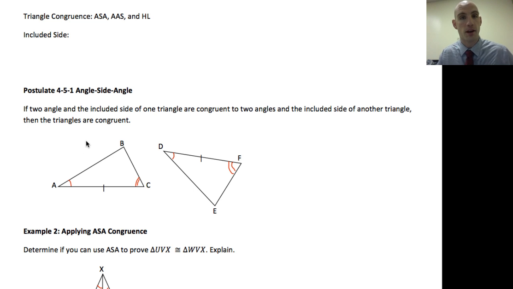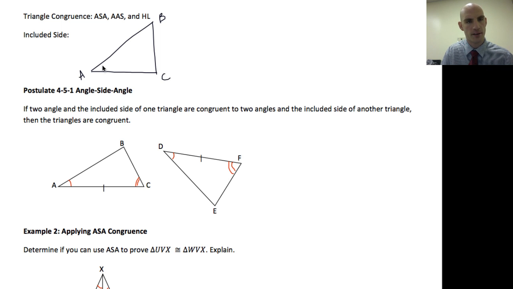Welcome back. Today we're going to talk about a couple of other triangle congruence postulates: angle side angle, angle angle side, and hypotenuse leg. First we need to have a little bit of vocabulary time. We need to talk about what it means to have an included side. So I'm going to draw a little triangle here. I'm going to label it ABC.